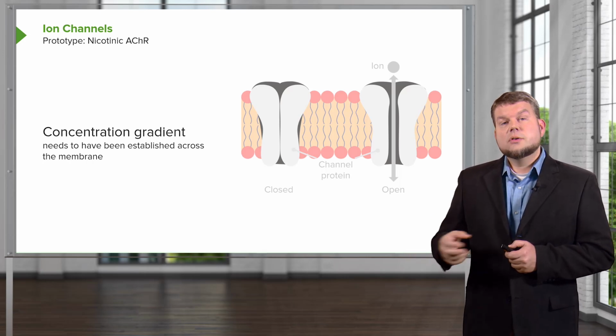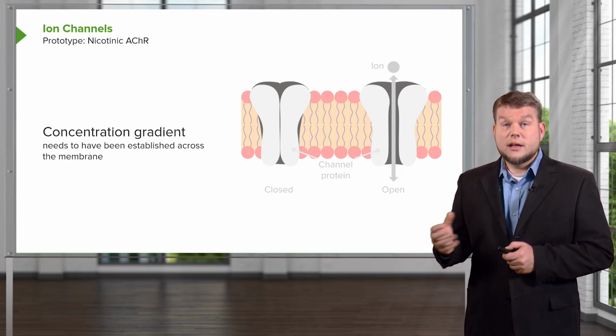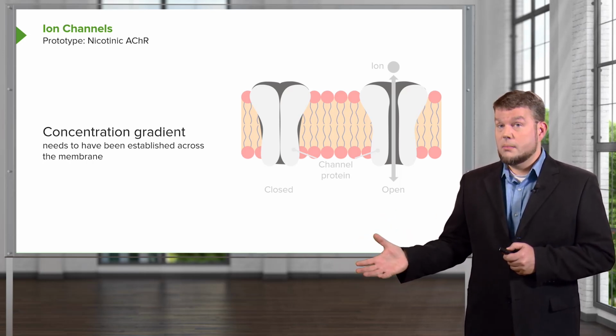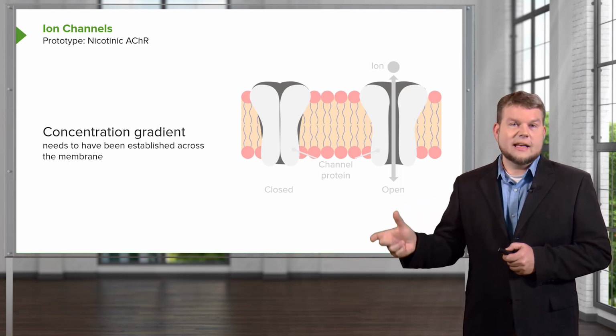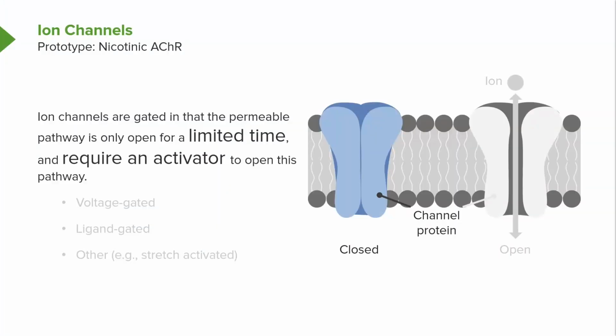That concentration gradient can be established by another type of transporter, such as a pump, or you take advantage of that ion difference between inside the cell and outside the cell. There is usually a limited amount of time that an ion channel is open, and it usually requires some sort of activation process. But this activation process can be varied, depending on the ion channel.